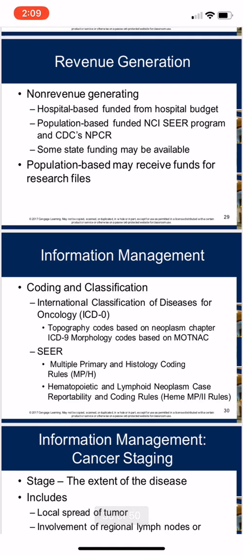And again, if you remember from health records, we're talking about the International Classification of Diseases for Oncology, which is ICD-O. This has our topography codes based on the neoplasm chapter in the ICD-9 and morphology codes based on the Manual of Tumor Nomenclature and Coding. Let's go back to this one sentence. The first edition of the ICD-O manual was published in 1976 after physicians expressed a desire for a cancer supplement to ICD-9 that would include morphology.